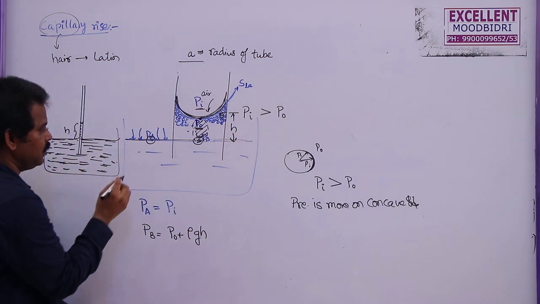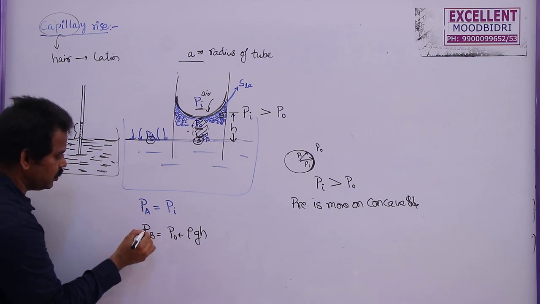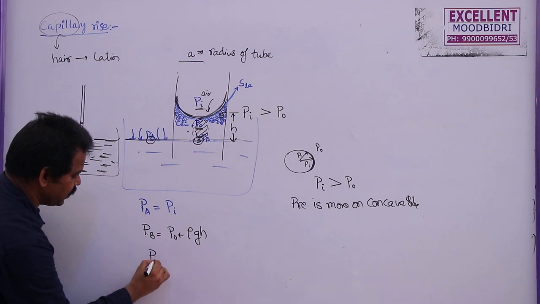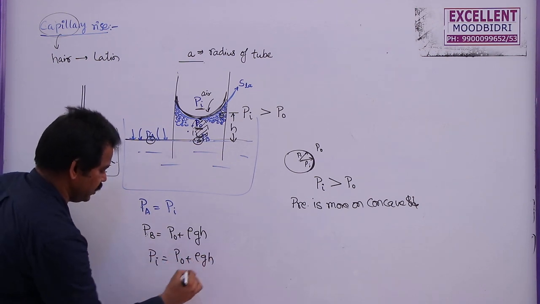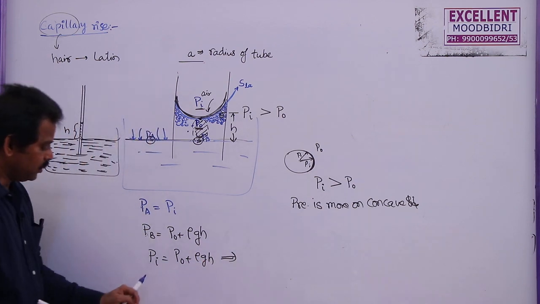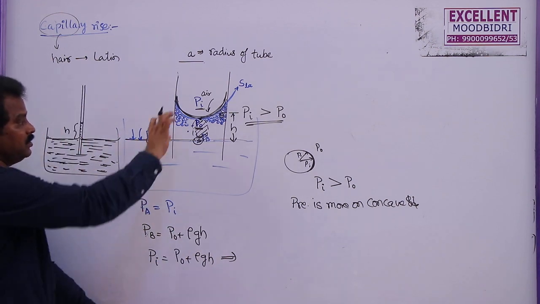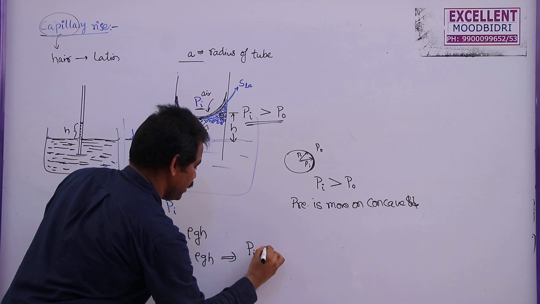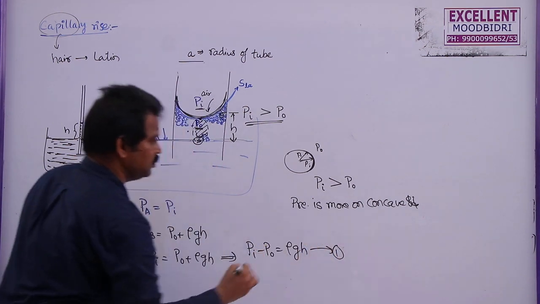But we know that pressure at A is equal to pressure at B. So these two are equal. So in place of PA you can write PB, or in place of PB you can write Pi. So pressure Pi is equal to P0 plus rho g h. From this, what is the pressure difference here? We know that Pi is greater than P0. So the pressure difference between these two surfaces is given by Pi minus P0 is equal to rho g h. This is equation 1.